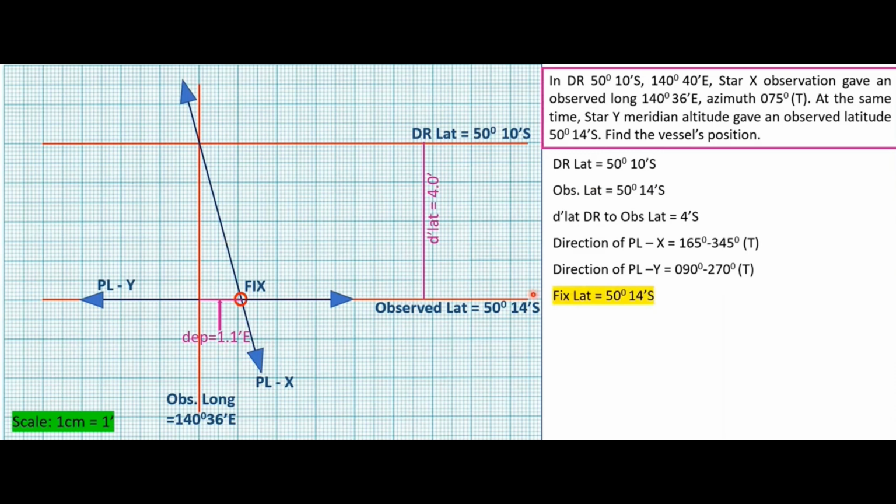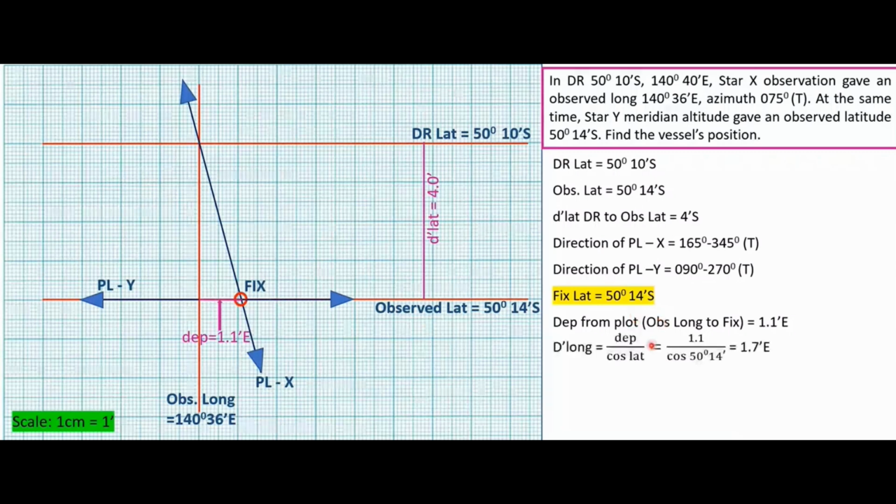So we come this side for calculations now. Fix lat is same as observed lat, 50 degrees 14 minutes south. Departure, read off from the plot using the same scale out here, from observed long to fix is 1.1 minutes east. We convert this departure into D long by using the cosine parallel sailing formula for latitude 50 degrees 14 minutes, and we get the D long as 1.7 minutes east.